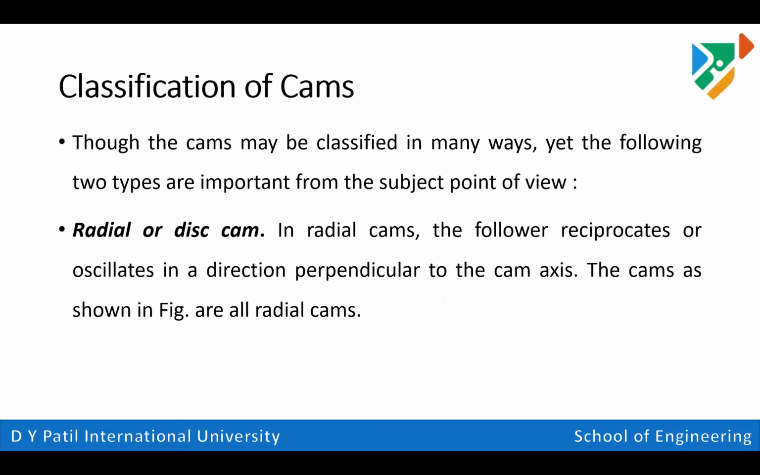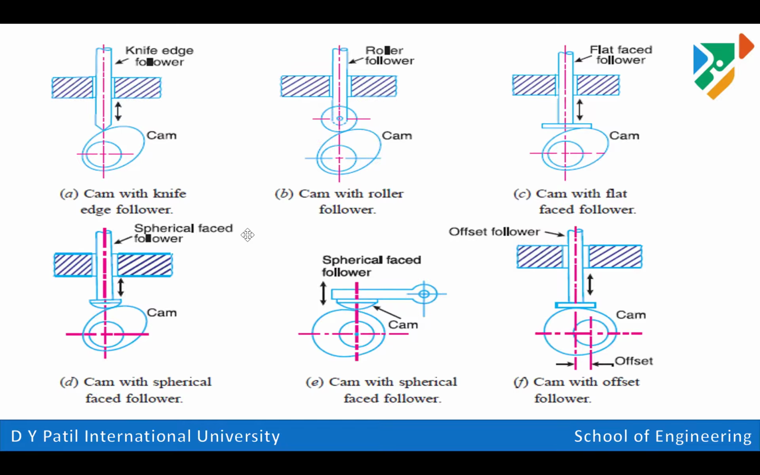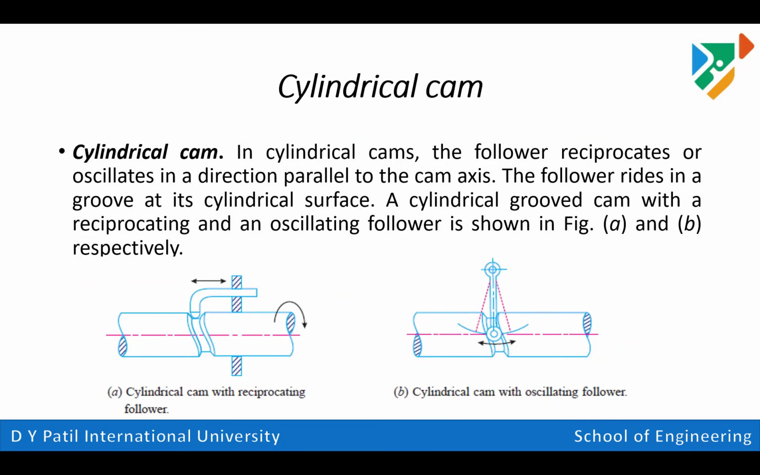Again, we have different types of cams, like the radial cam. This radial cam operates, or we can say oscillates, in a direction perpendicular to the cam axis. This is the different arrangement of the radial cam follower. All these followers are radial followers, where the axis of the follower passes through the axis of the cam. If the axis of the follower is displaced by some offset distance, then the follower is known as an offset follower. Then we have the next combination, the cylindrical cam. In a cylindrical cam, the follower operates in a direction parallel to the cam axis.